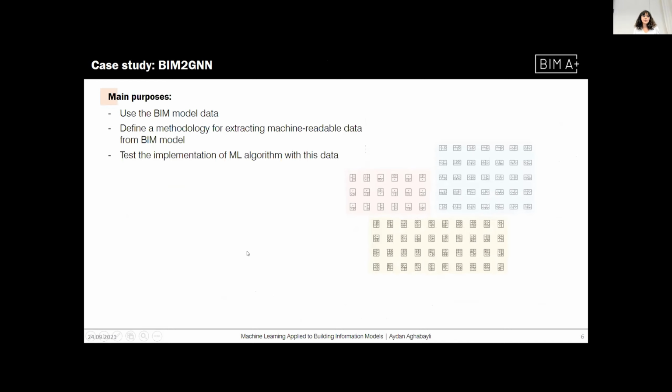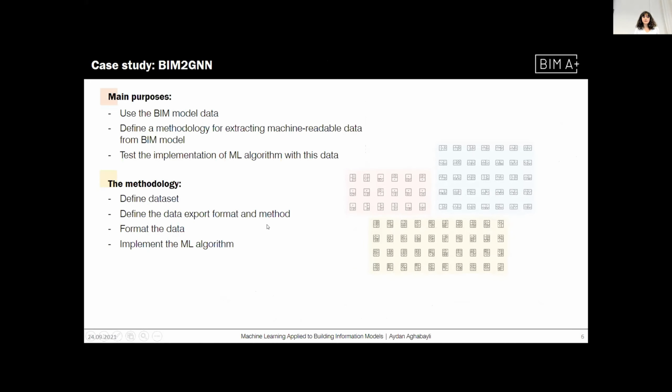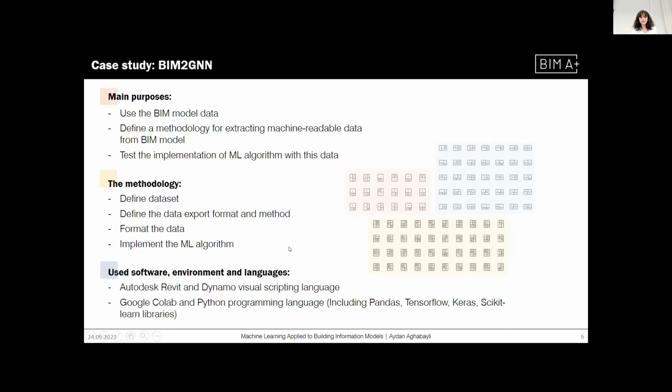And applied. The main purpose of the case study was to use BIM model data, define a methodology for extracting machine-readable data from the BIM model, and test the implementation of a machine learning algorithm on that data. So the methodology is to define the data set, define the export format and method, format the data, and implement the algorithm. In that case, the Autodesk Revit software and Dynamo language were used for model generation, and for the algorithm, the Google Colab environment with the Python programming language was introduced.